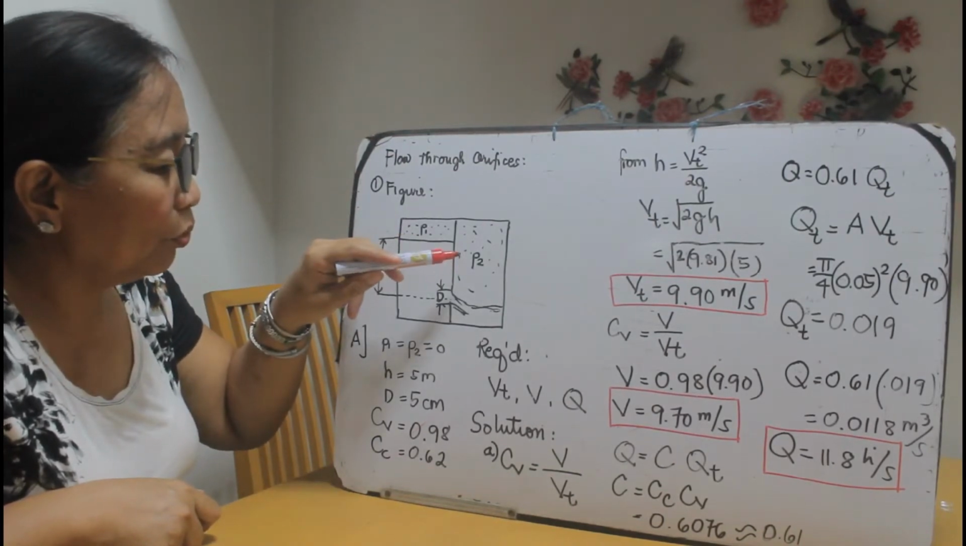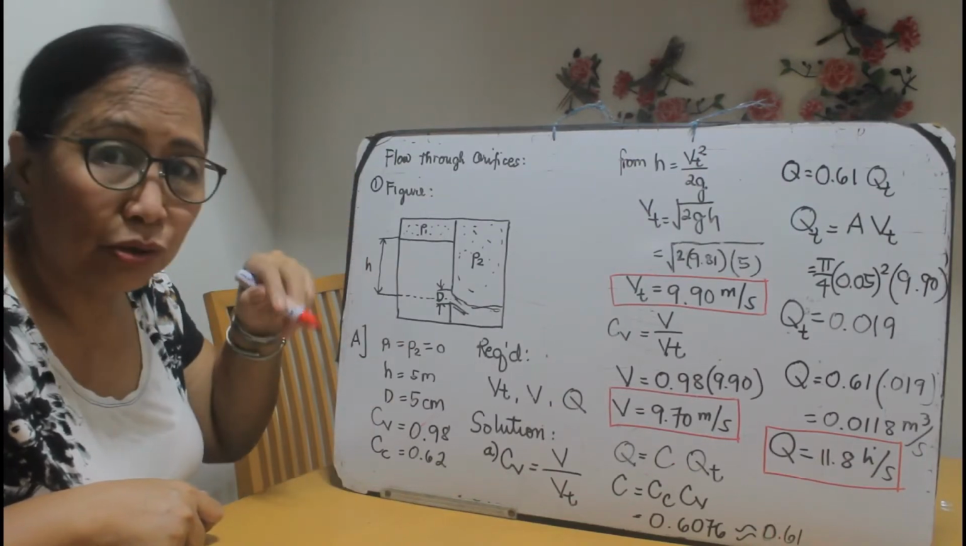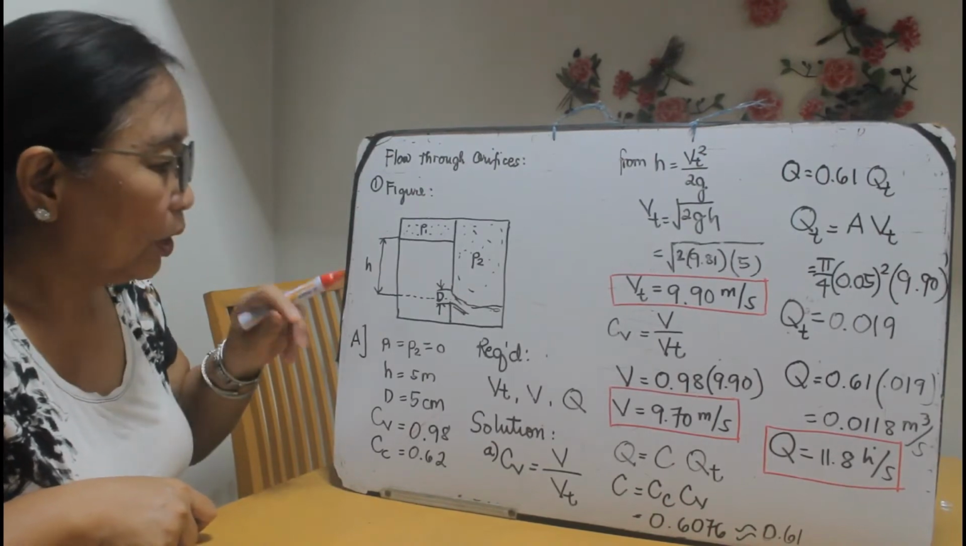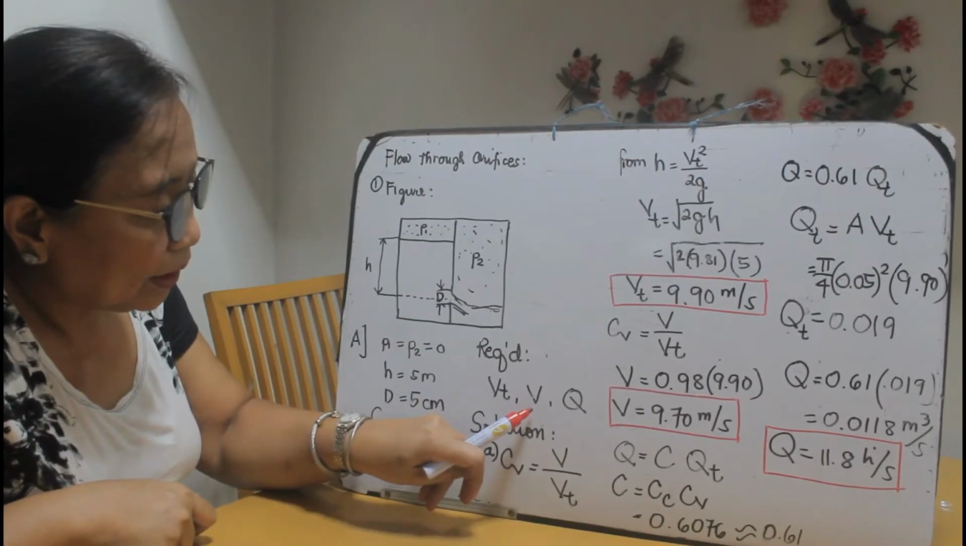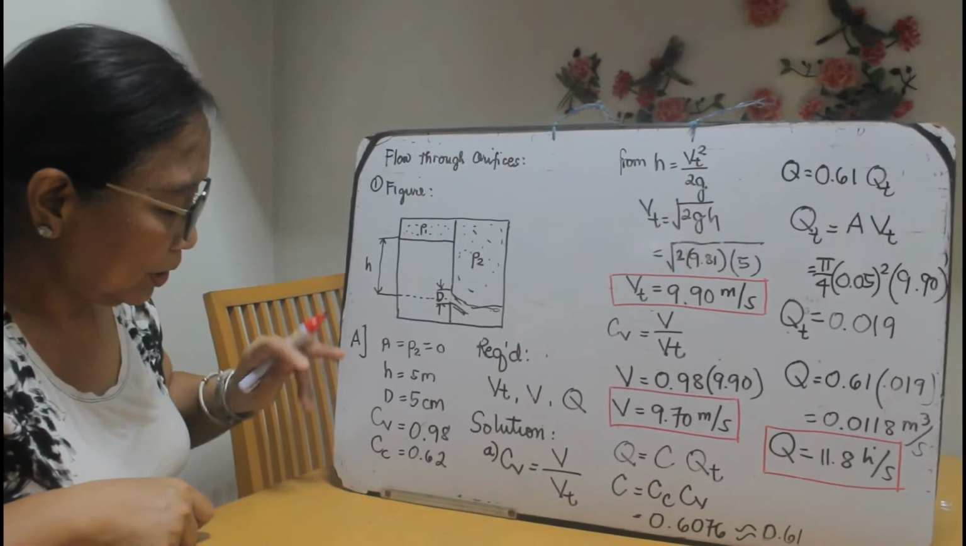P1 and P2 are given as 0, so let us assume that the tanks are open tanks. You are required to find the theoretical velocity, the actual velocity, and the actual discharge Q. So, these are the given.